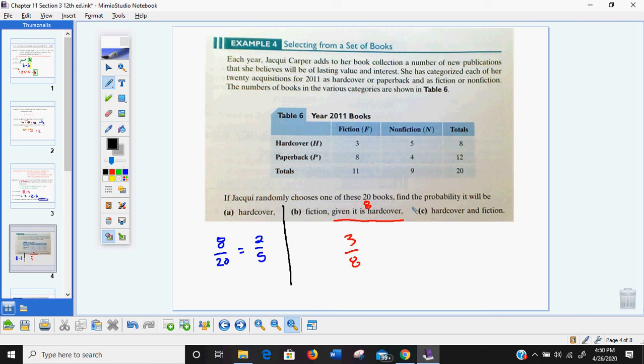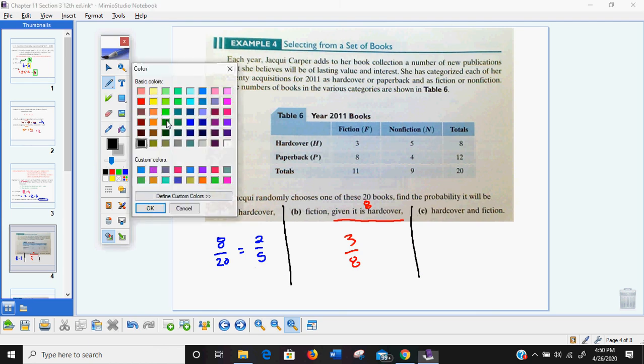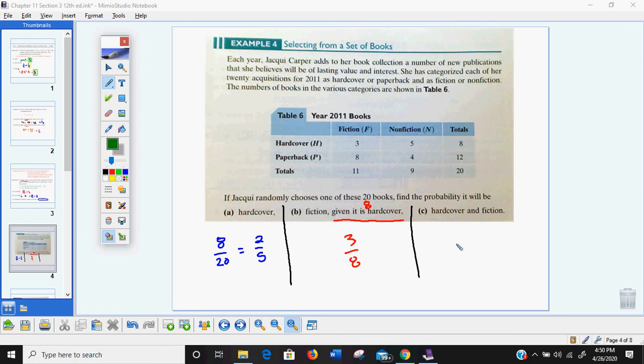Now let's look at C. Now C is a little different. This one says and. When you're only talking about one event, and means it has to be both. It has to be a hardcover and a fiction. So let's look. Hardcover and a fiction. There's only 3 out of 20 that were both hardcover and fiction. And means something different in a minute. But when you're only talking about one event, then it means it has to be both anytime you see the and.